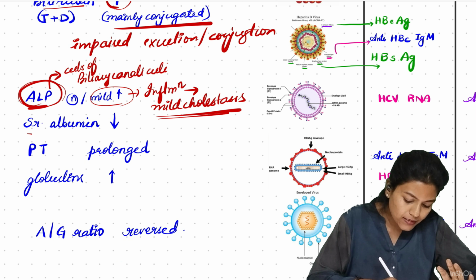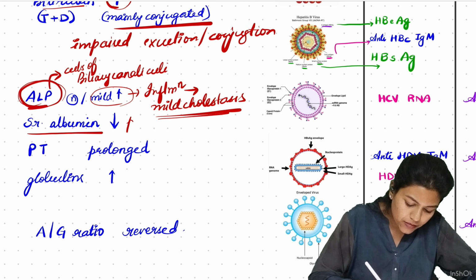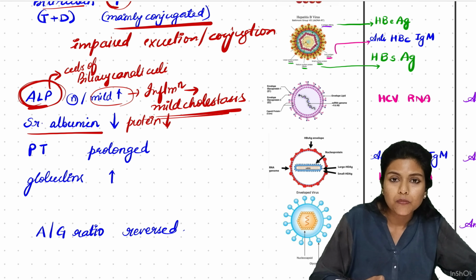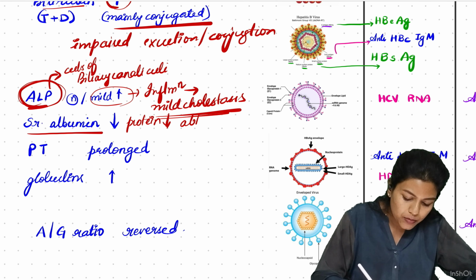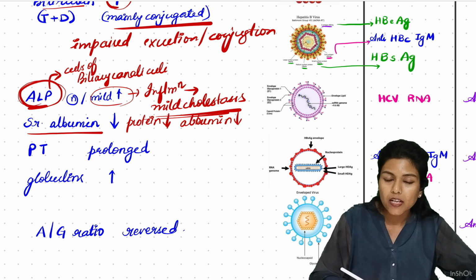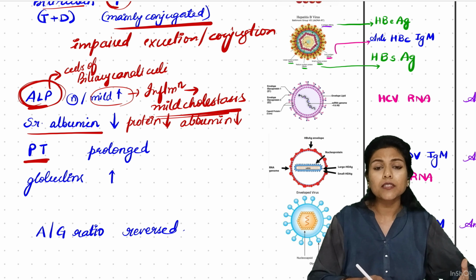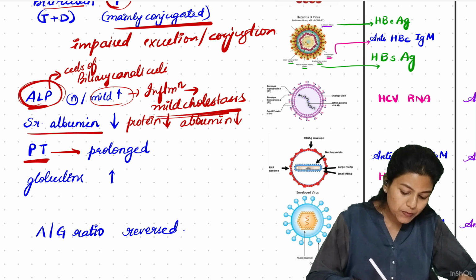And there is a decrease in serum albumin, liver function will go down. So synthetic function, the protein function, will go down. Mostly it is albumin. So there is hypoalbuminemia in chronic viral hepatitis. And prothrombin time. What about the coagulation studies? Prothrombin time will be prolonged.